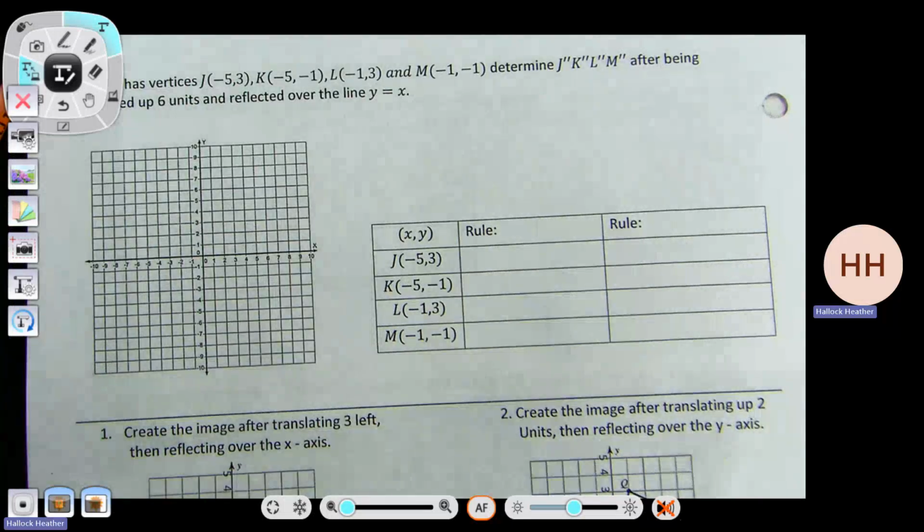Plot your original. Let me know if you need help. Then you're going to take a picture of it and put it online.